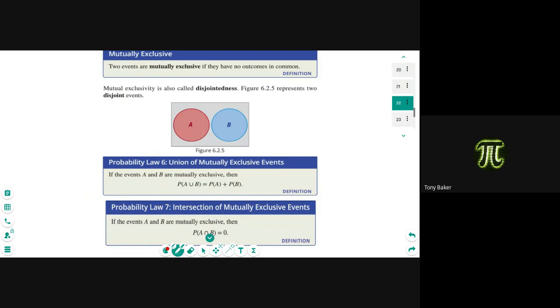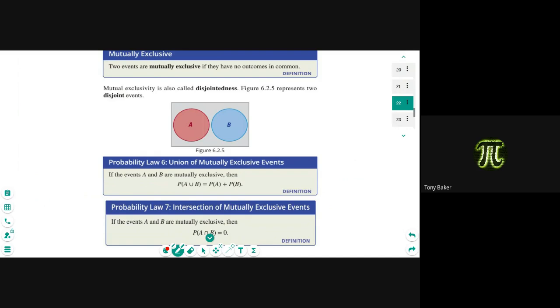That means the union of them is just the sum of the 2 probabilities. So probability of A plus probability of B. And there is no intersection. Intersection would be 0. So the probability of getting a red number on roulette and the probability of getting a black number on roulette, those are mutually exclusive events. There is no number that is both black and red. So we can add those 2 probabilities together to get the probability of getting either black or red.